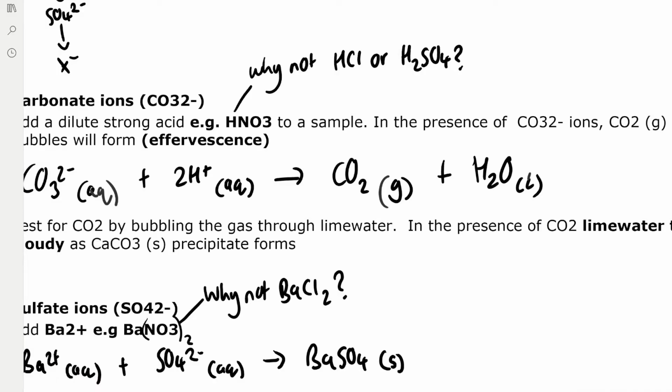We can't use HCl or H2SO4 or barium chloride because these would add chloride ions for HCl and barium chloride, and in the case of sulfuric acid, it would add sulfate ions. And this would lead to false positive tests, as we'd be adding these ions into the samples that we're testing for. So we have to use barium nitrate and nitric acid rather than HCl.